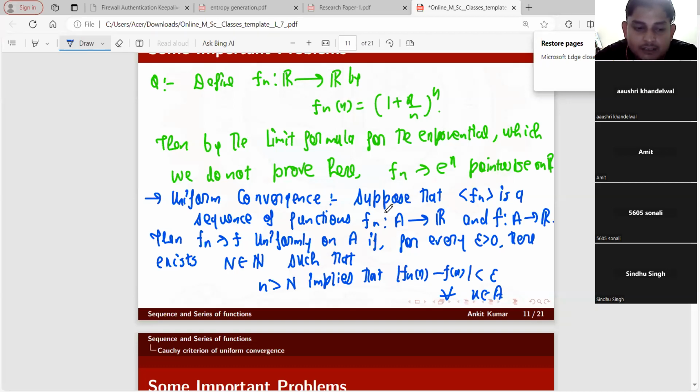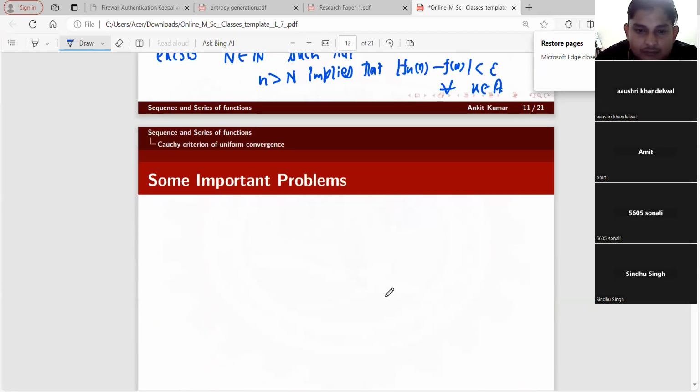So what is uniform convergence? Suppose that f_n is a sequence of functions from A to R and f is a function from A to R. Then f_n tends to f uniformly on A if for every epsilon positive there exists capital N such that if n is greater than or equal to capital N, it implies that mod of f_n(x) minus f(x) is less than epsilon for all x belonging to A.